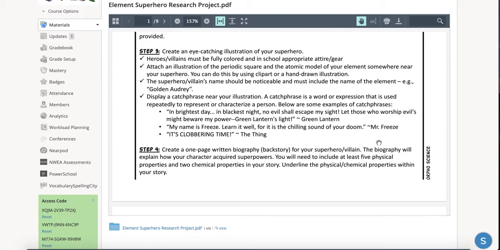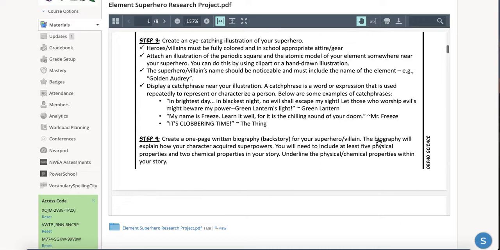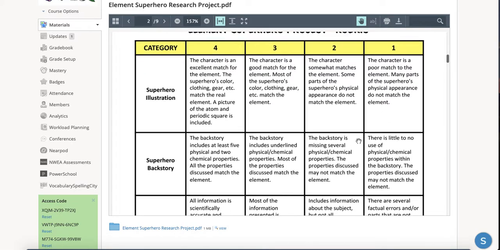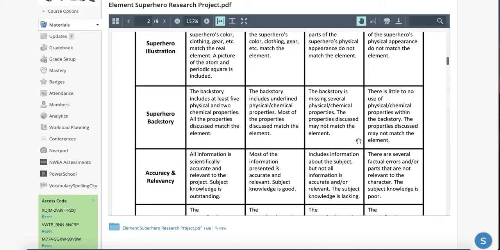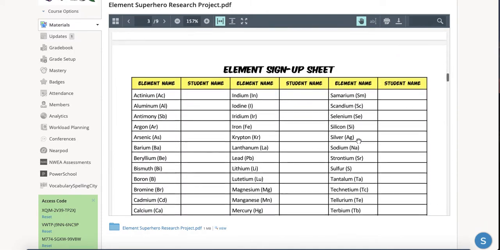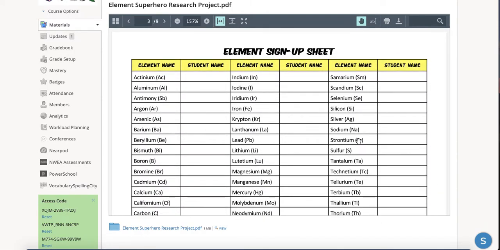So kind of a fun project. I hope you guys are going to be excited about this one. I'm going to give you a chance on your own. You can look through your rubric, and I'll probably go over this with you on the day that you guys are actually working on this. But here's the rubric. And then this is what I was talking about, the element sign-up sheet.